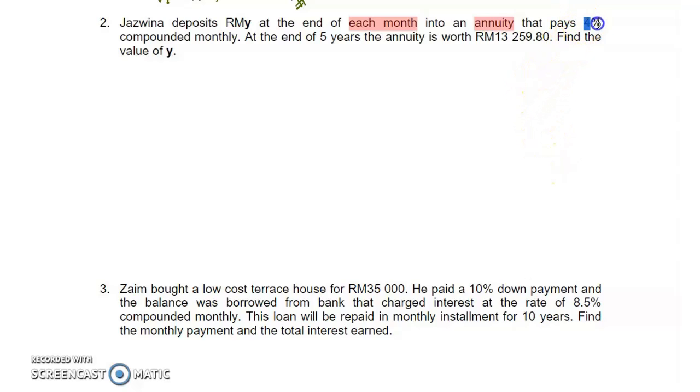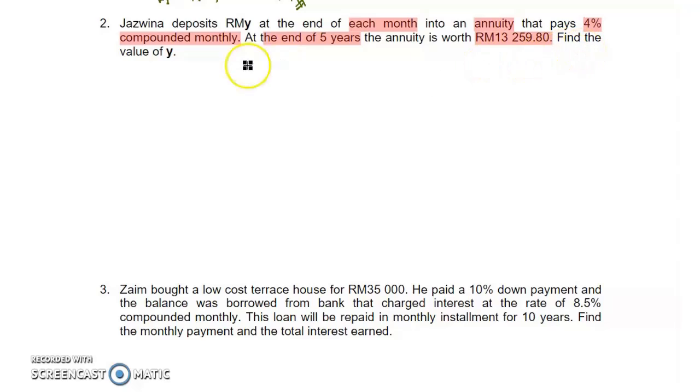Okay, that pays 4% compounded monthly. So if you pay every month, the interest also must be compounded monthly. At the end of 5 years, the annuity is worth 13,259 ringgit 80 cents. So the value at the end of a certain period is value S, or future value. Find the value of Y.